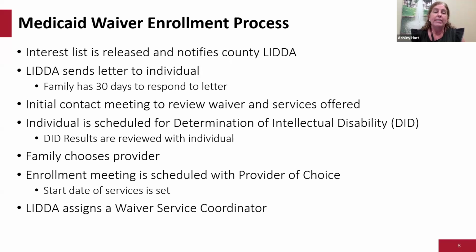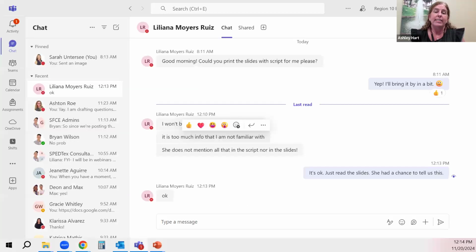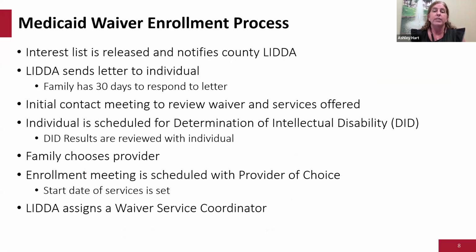Once you make contact, there's an initial meeting to review the waiver and the services offered at this time. And then at that time a DID will be scheduled, which is called the Determination of Intellectual Disability. This is when we go through the eligibility process. Once we have that testing, we will review it with you and let you know whether you qualified or an individual didn't qualify, and there is an appeals process for that. Then you would choose a provider for your services and an enrollment date, and services would get started.